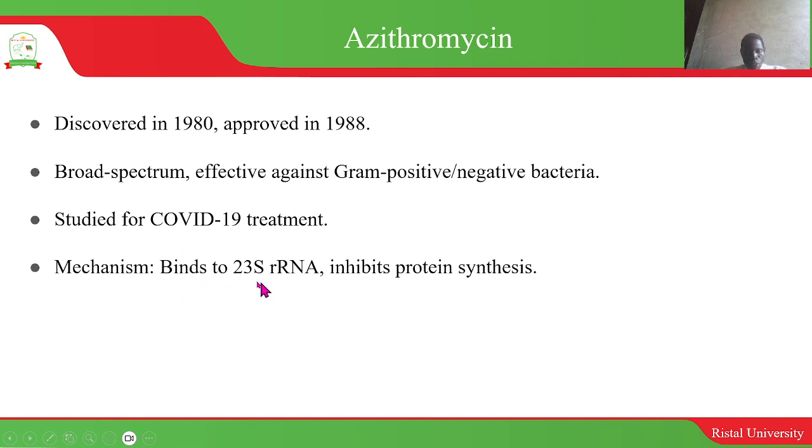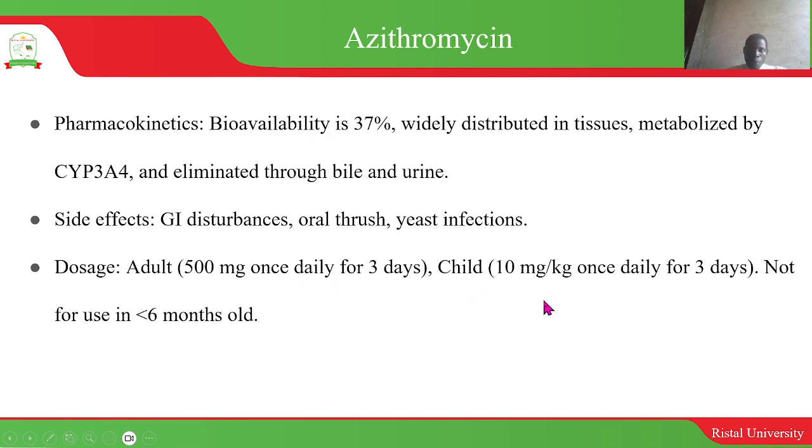Mechanism: it binds to the 23S subunit of ribosomal RNA and also inhibits protein synthesis. Azithromycin pharmacokinetics: bioavailability is 37%, widely distributed in tissues, metabolized by the cytochrome and eliminated through bile and urine. Side effects: GI disturbances, oral thrush, yeast infections. These are fungal infections. Dosage 500 milligrams once daily for 3 days. Child 10 milligrams per kilogram once daily for 3 days. It's not for use in children less than 6 months old.